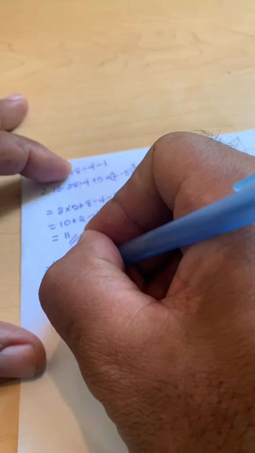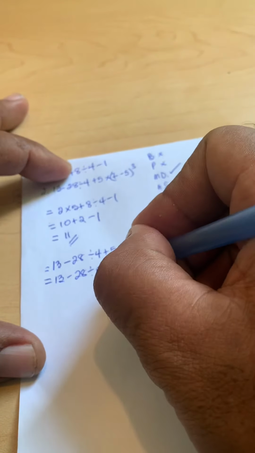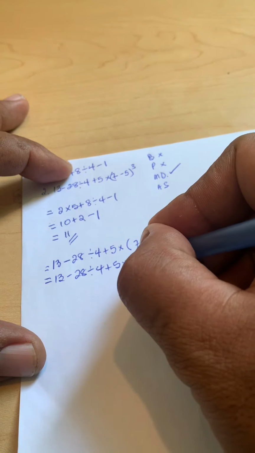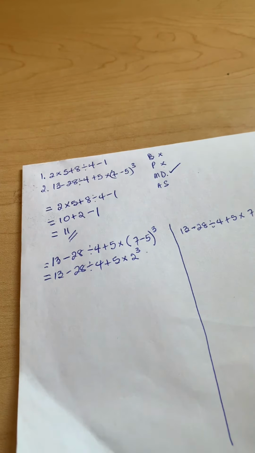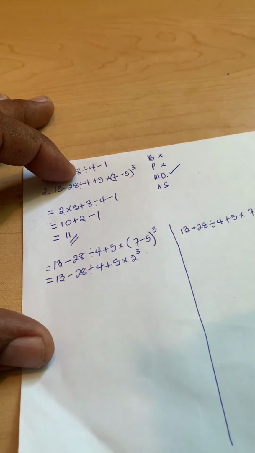13 minus 28 divided by 4 plus 5 times 7 minus 5 is 2. You put back the power. So you just do what the rule says. If it says remove brackets, remove brackets. Alright? That's all you do. You put back everything and only remove the brackets.